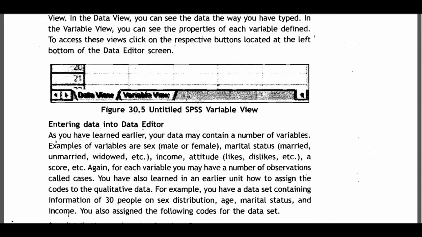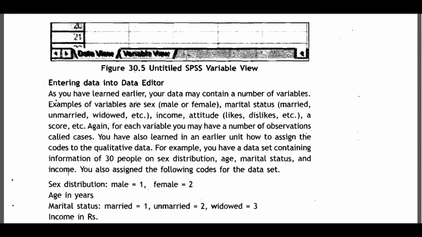Entering the data into the data editor. As you have learned earlier, your data may contain a number of variables. Examples of variables are sex, male or female; marital status, married, unmarried, widows, etc.; income; attitude, likes, dislikes; a score, etc. Again, for each variable you may have a number of observations called cases. You have also learned in an earlier unit how to assign codes to qualitative data. For example, you have a data set containing information of 30 people on sex distribution, age, marital status, and income. You also suggested the following codes for the data set.